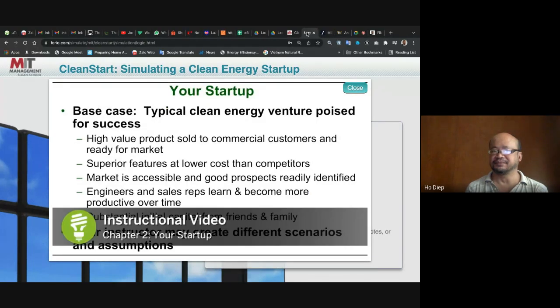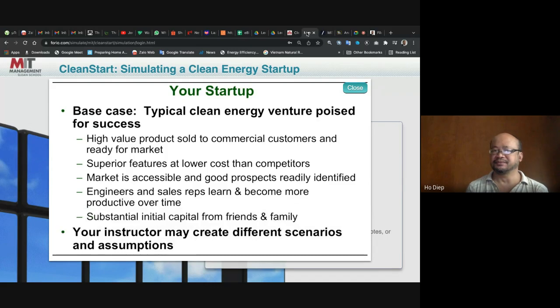When you get started in Clean Start, you're going to be at the very beginning of your company. You've developed a terrific new technology in the lab to reduce the energy use of commercial industrial buildings. It's a wonderful building energy management software and hardware system, and you're poised for success. You have a high value product. Potential market is commercial and industrial customers, and you're ready to sell it right now today.